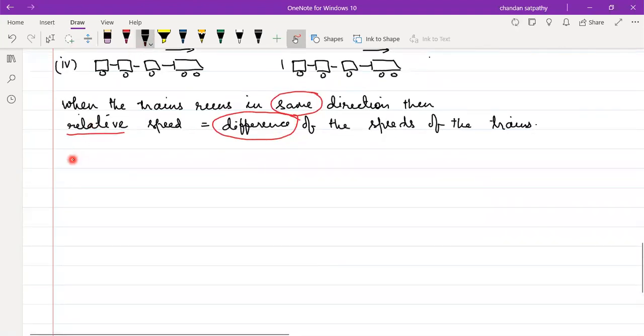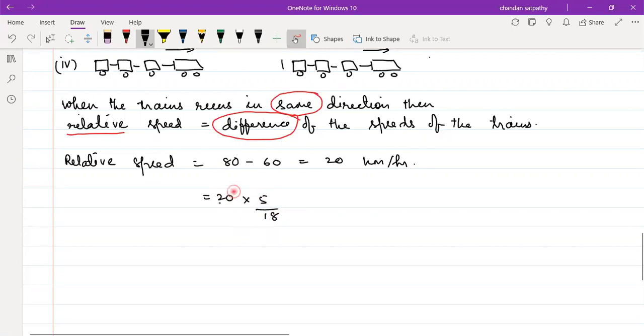So in bit 4 we have to find the relative speed. So first we will find the relative speed. So relative speed will be equal to the difference of the trains' speeds. So what is the difference? First train is traveling at 80 km/h. So we will solve 80 minus 60. So that is 20 km/h. Now 20 into 5 by 18. So 2 10s are, 2 9s are. So it will be 50 by 9 meter per second. So relative speed will be 50 by 9 meter per second.